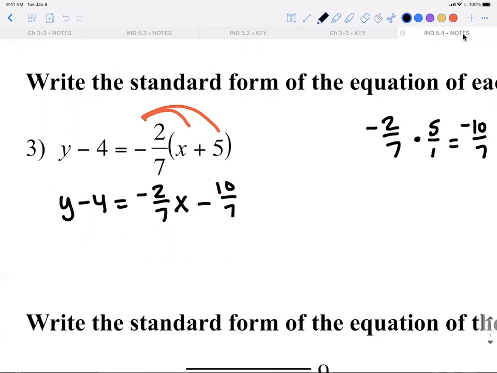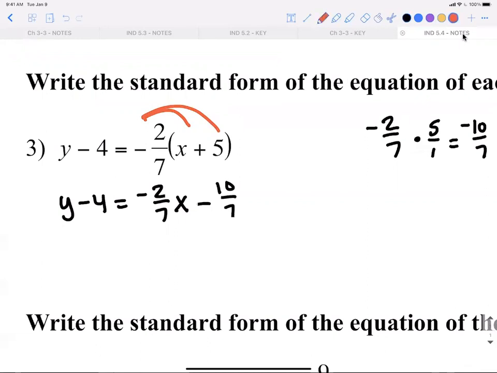Now, this would be an instance where I would say get rid of the fraction first, because if you don't, you're going to have to rewrite -4 as -28/7. And then you're going to have to try to add that over to the -10/7. And it's just a whole lot of sevenths and a whole lot of fractions. So what I would do is I would multiply everything by 7 first.